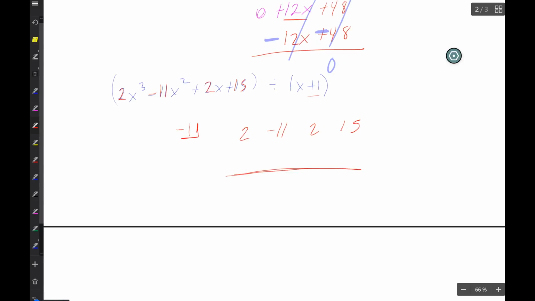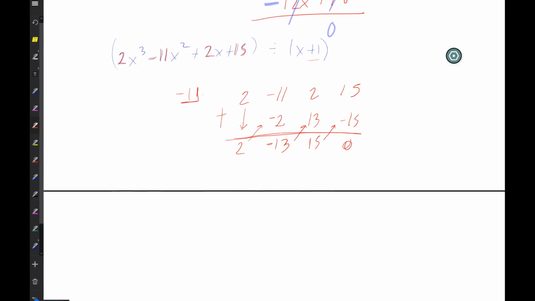Mary, do you remember the next step? So you bring down the 2. Good. Negative 1 times 2 gives us negative 2. Close. You add. Add straight down. So negative 11 plus negative 2 is negative 13. And then it continues. Negative 1 times negative 13 is 13. And then 2 plus 13 is 15. Negative 1 times 15 is negative 15. And then you add. So your remainder is 0.